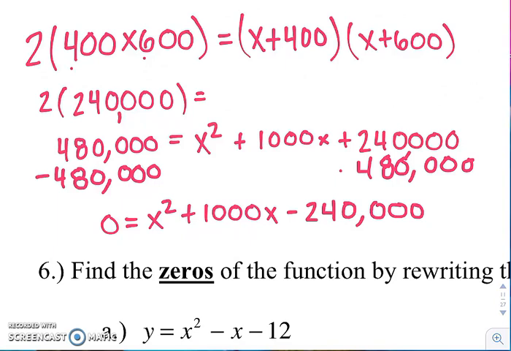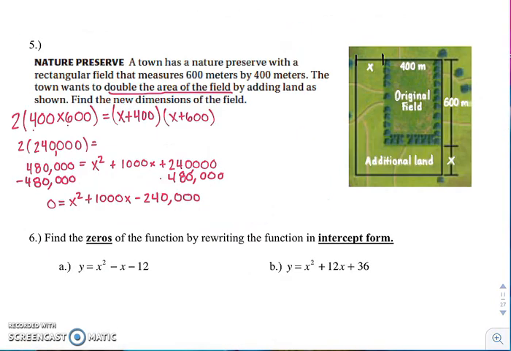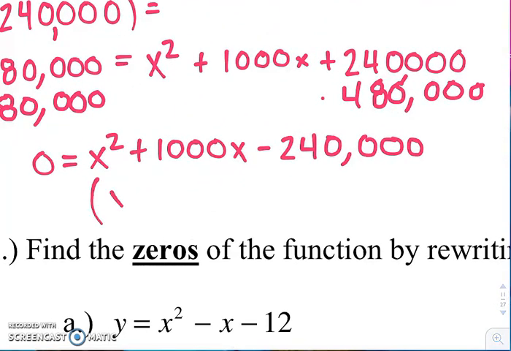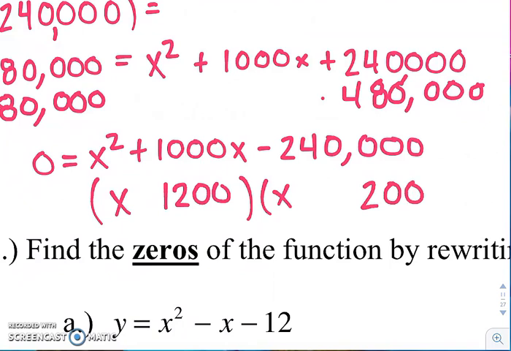So, yes, there are a lot of zeros here that we're trying to factor. But what you can do is cut four zeros off of each value. If you cut four zeros off, you're only trying to figure out what multiplies to get you 24 and then adds to get you 10. So when we factor this, x squared will just be x and x. But what's going to add to get us 1,000? 1,200 minus 200. 12 times 2 is 24, and our four zeros gives us 240,000.